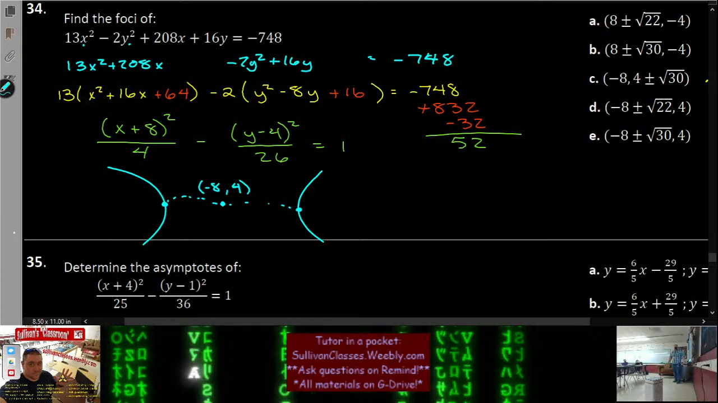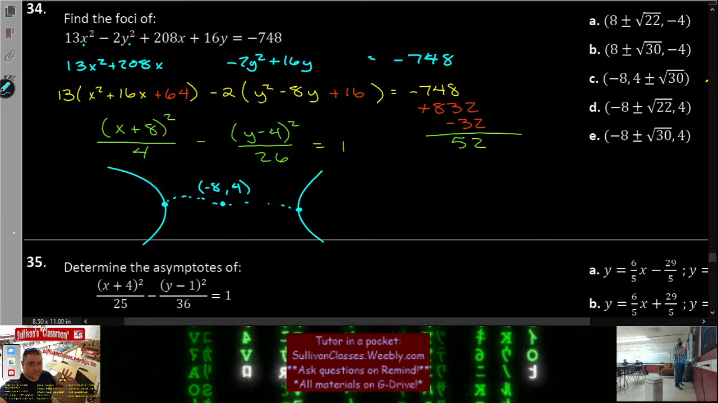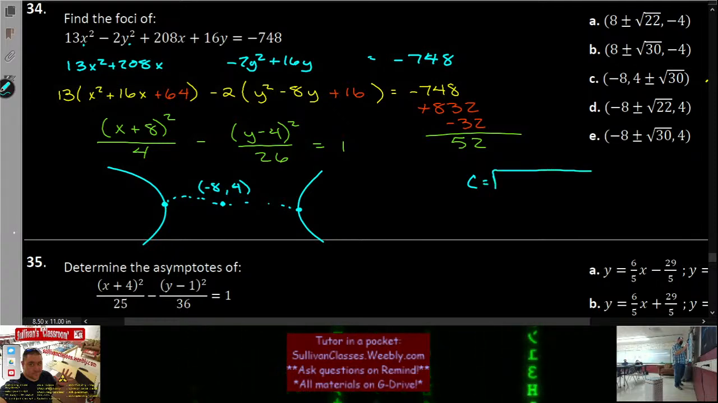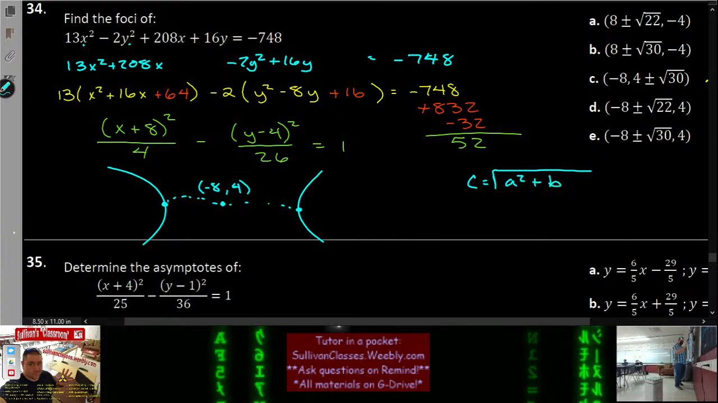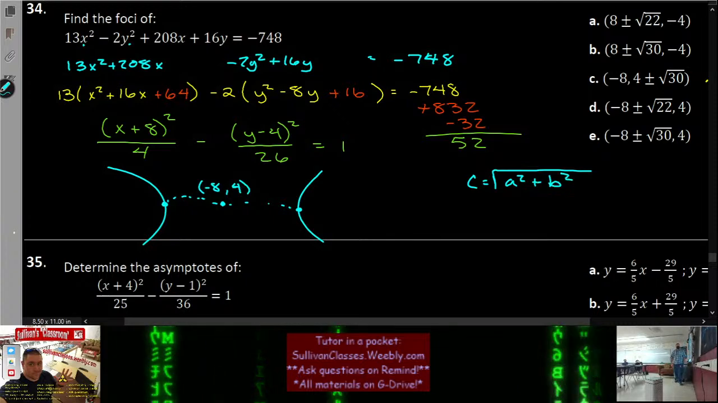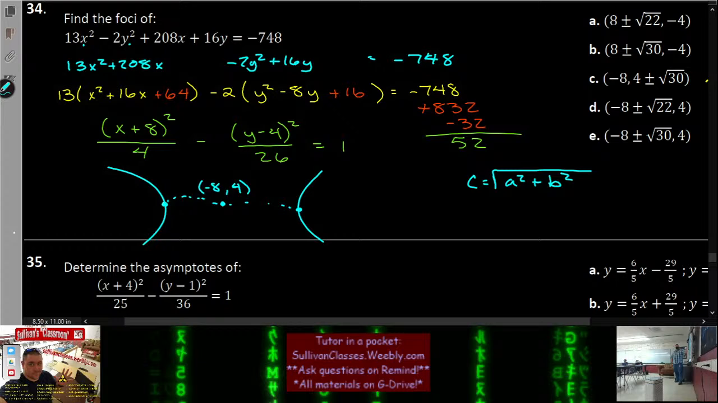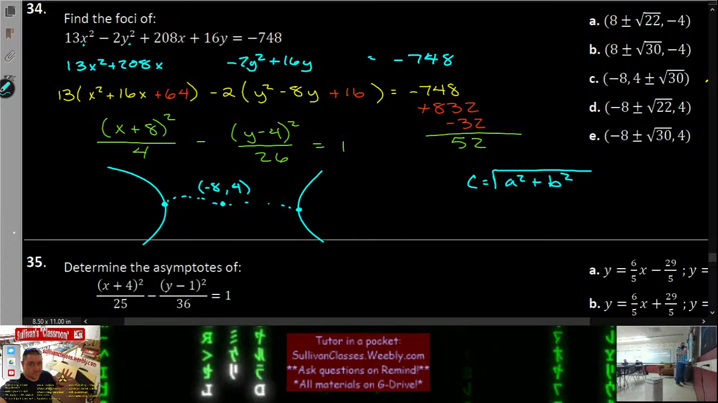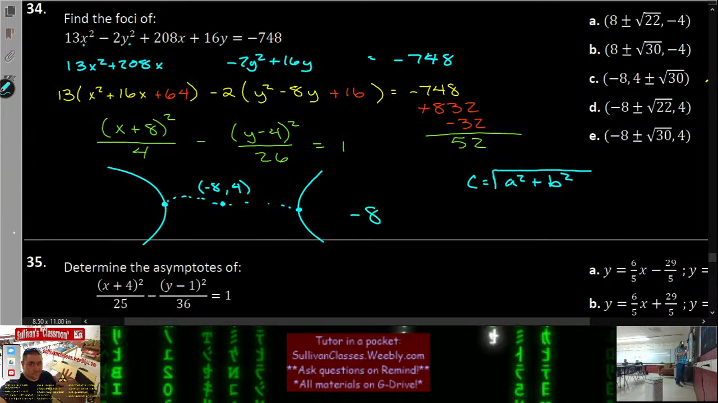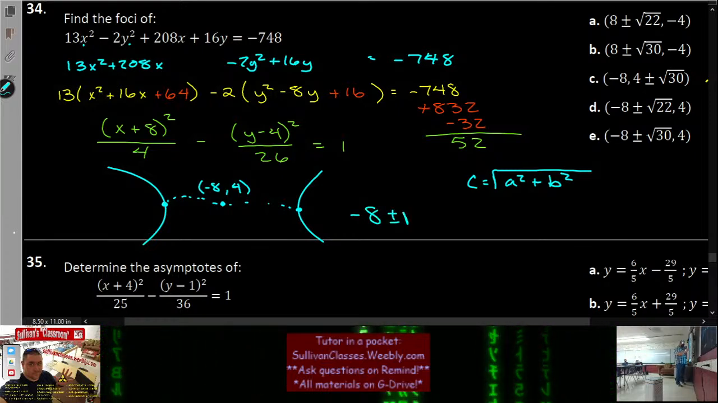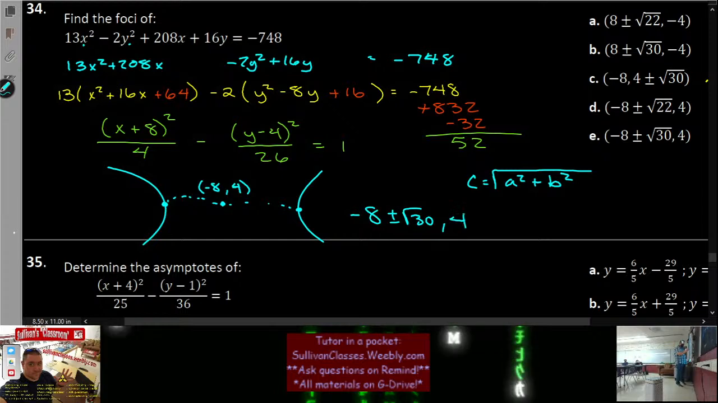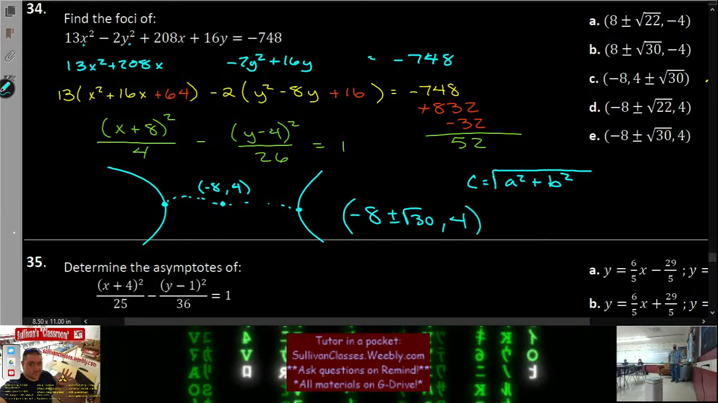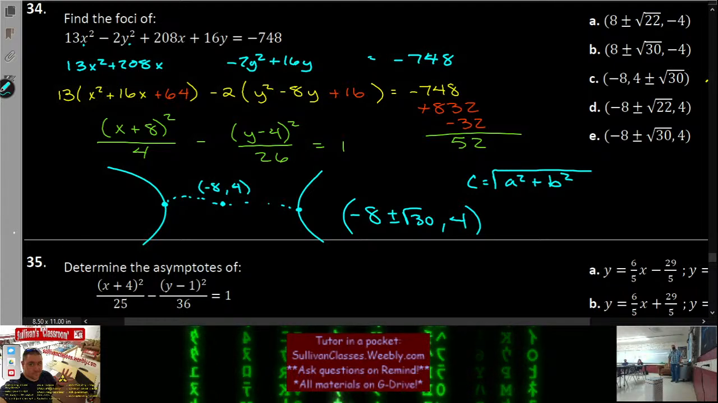That still doesn't get me foci. Foci are used with c. C in a hyperbola is a squared plus b squared. 26 plus 4 is 30, square root of 30. If I'm going left and right of the center, it's going to be -8 plus or minus that square root of 30. Option E.